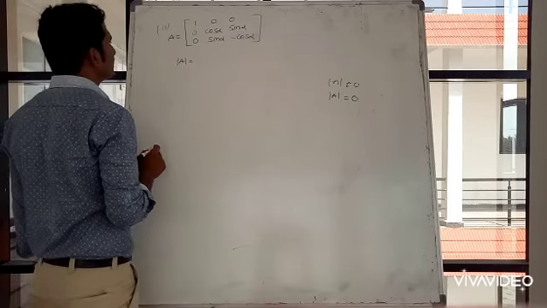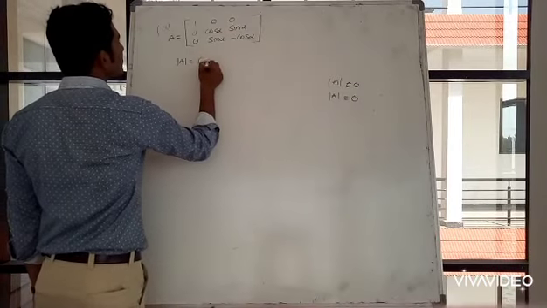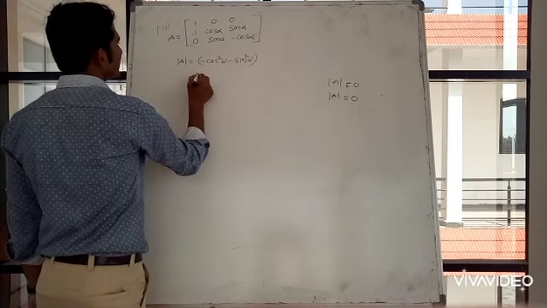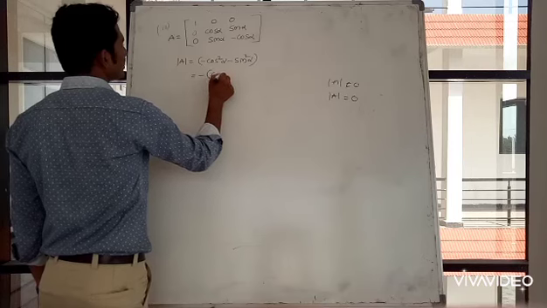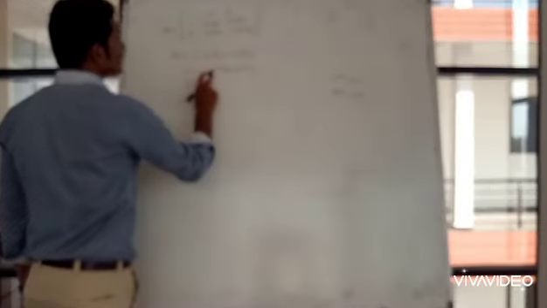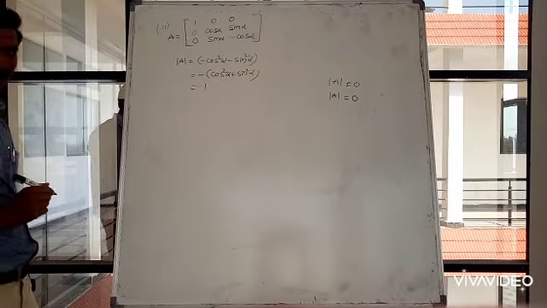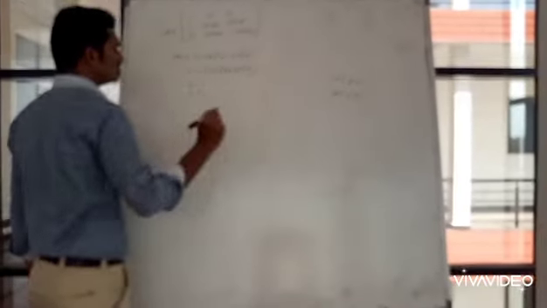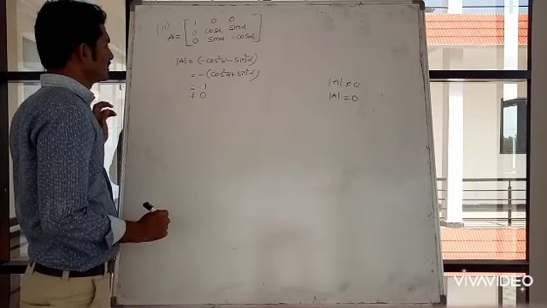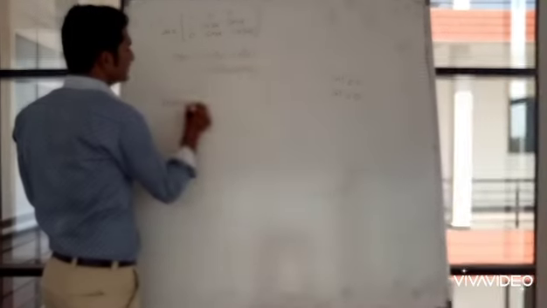We calculate determinant of A, expanding through the first row or first column, and we get minus cos square alpha minus sin square alpha. If I take the minus sign outside, inside it will be cos square alpha plus sin square alpha, which is 1. So determinant of A is minus 1, which is not equal to 0, which means the given matrix A is non-singular. So the inverse exists here.